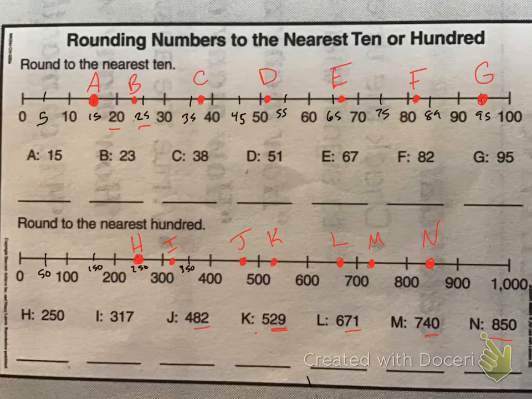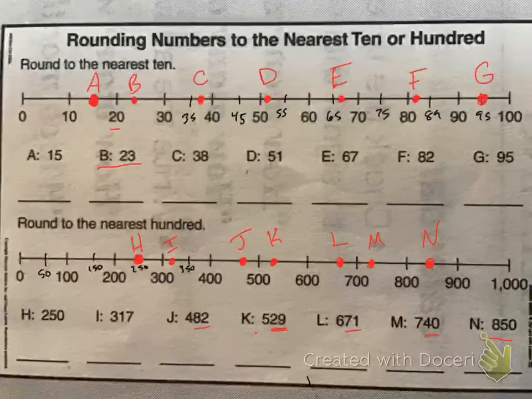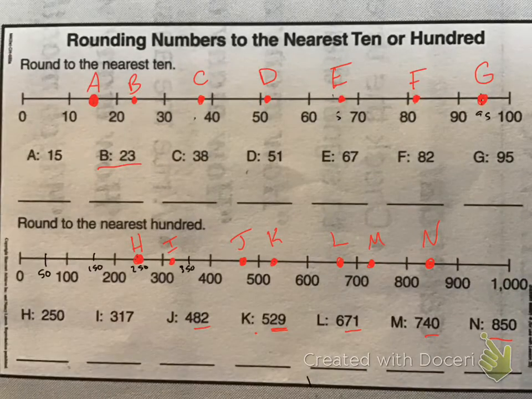Now we will practice rounding these numbers to the nearest 10. So on B is 23. So 23 is between 20 and 30. But if you look at my chart, it looks like it's closer to 20 than it is to 30. So I would round 23 down to 20.